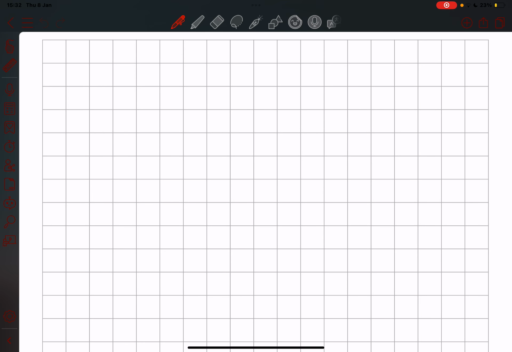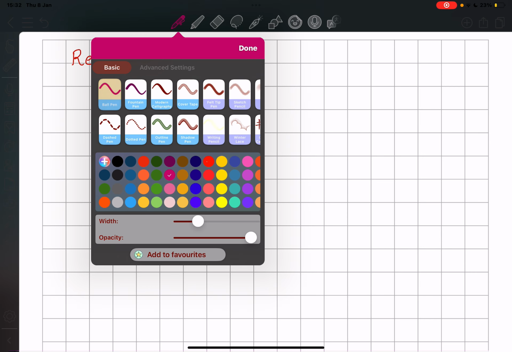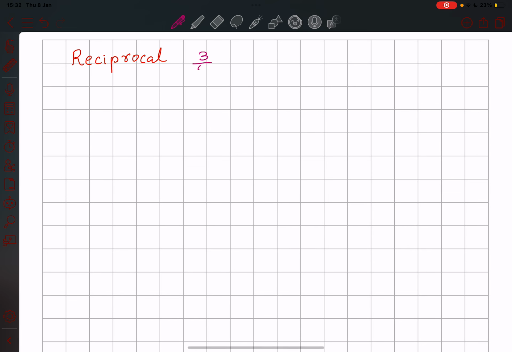The first question is, which number has no reciprocal? So the idea of a reciprocal is you flip the number or you flip a fraction. So the reciprocal of 3 over 4 would be 4 over 3. And if you've got a number, so let's say I want to find the reciprocal of 2, you can think of 2 as there is an invisible denominator, which is 2 over 1. So if you want to find the reciprocal of 2, that would be 1 over 2.